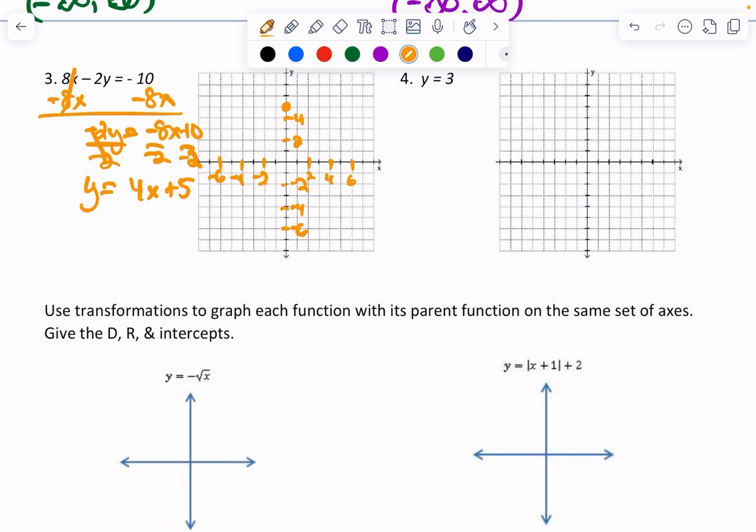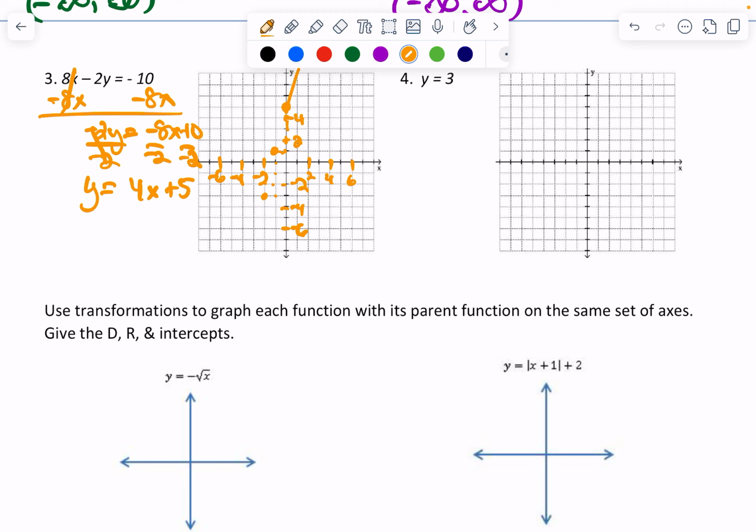So what that means, rise over run, we are going up 4 and to the right 1. Well, if we start going up 4, 1, 2, 3, we don't have enough room here to go up 4. So what we need to do is go down 4, 1, 2, 3, 4, and now to the left 1. So there's our first one. 1, 2, 3, 4, and left 1. It's the same thing as going up and to the right.